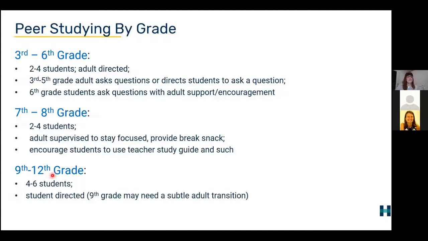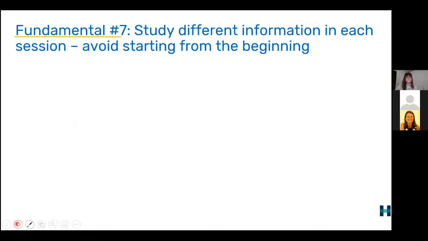Is there anything different that I need to add on that? And then 9th to 12th graders can start doing it more independently and designating who's going to help bring in information about different topics. Peer studies are fabulously effective. Fundamental 7: study different information in each session, avoiding, and we've already talked about this, starting from the beginning each time. That's where your study plan helps prevent that.